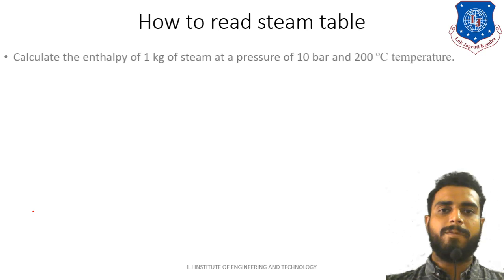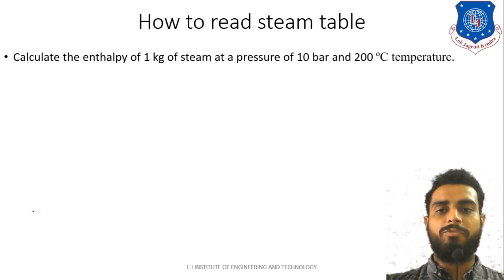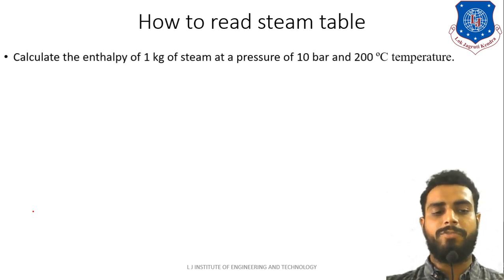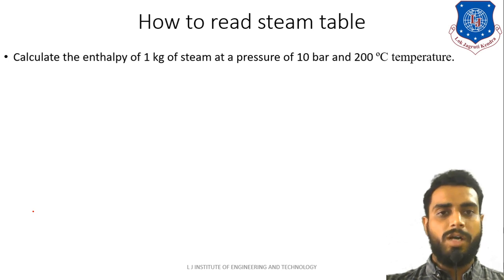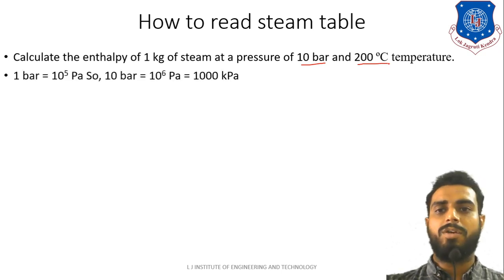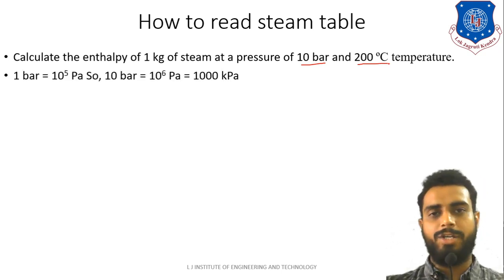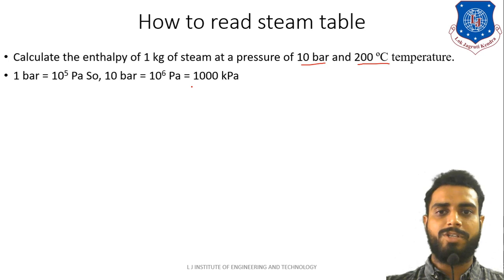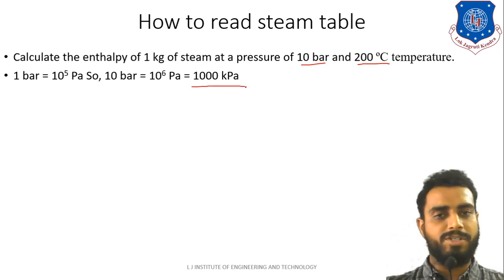Further, calculate the enthalpy of 1 kg of steam at a pressure of 10 bar and 200 degrees Celsius temperature. Now you observe that the temperature is given as 200 degrees Celsius. First convert the bar into kilopascal, so the pressure is converted to 1000 kilopascal.